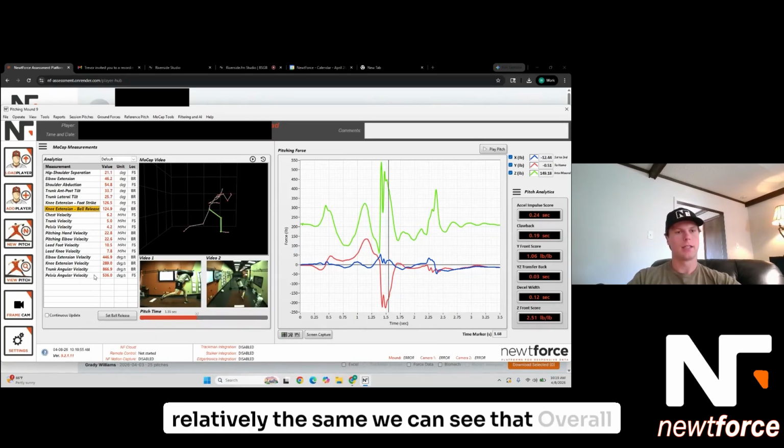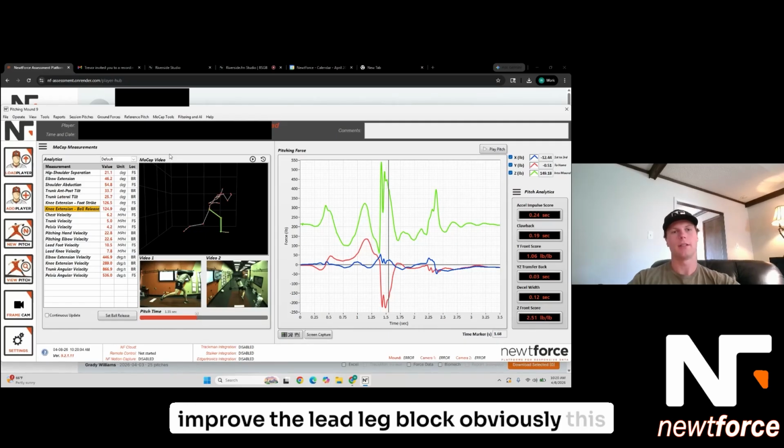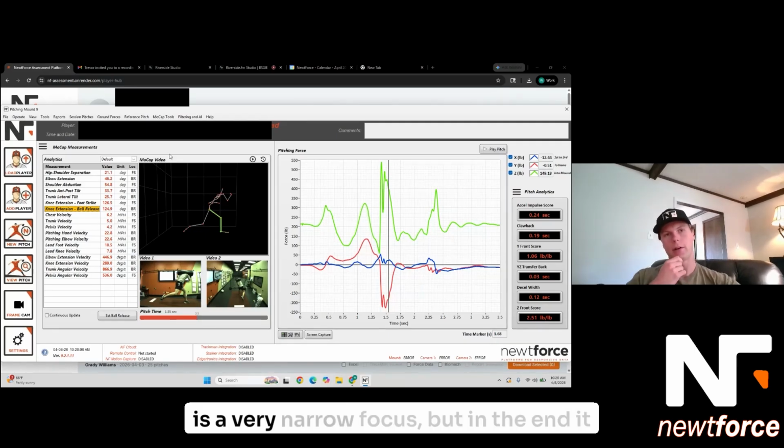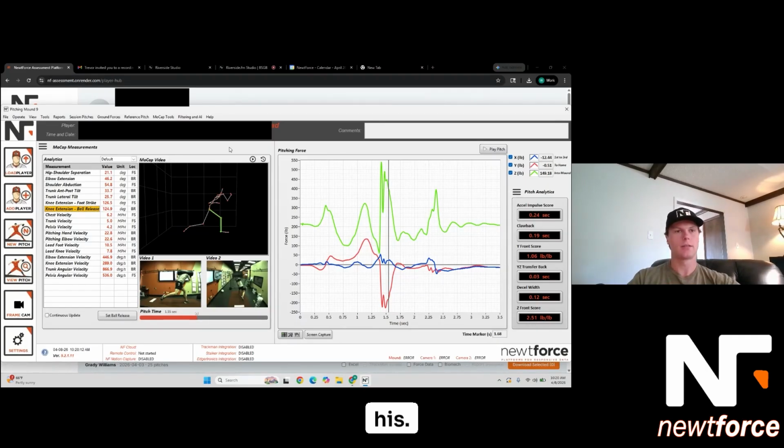We can see that overall, that's going to help him to continue to improve the lead leg block. Obviously, this drill is a very narrow focus, but in the end, it will help to create some more velocity in his delivery here.